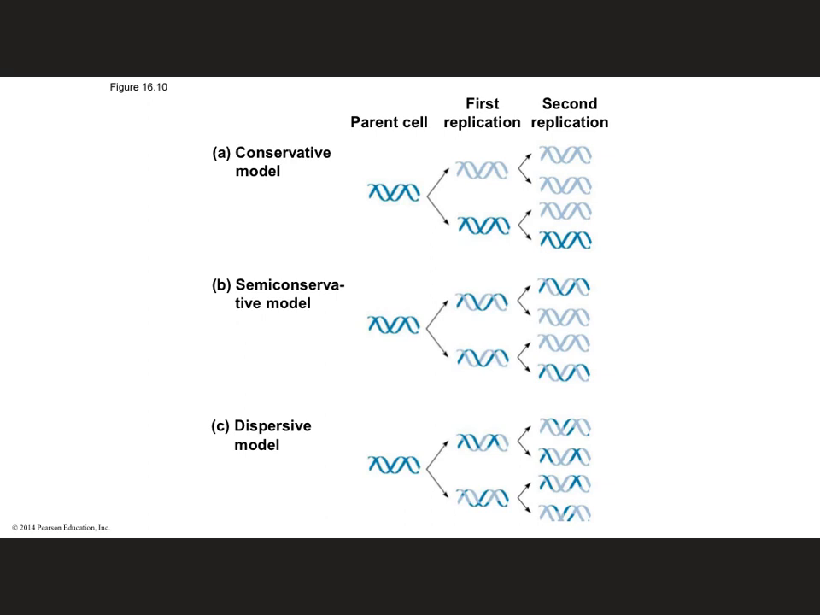Watson and Crick's model predicted that the semi-conservative model was the way in which DNA replicated. This is again when the double helix replicates and opens, each daughter molecule will have one old strand and one new strand. Eventually, experiments conducted by Matthew Meselson and Franklin Stahl supported the semi-conservative model of DNA replication that was predicted by Watson and Crick.